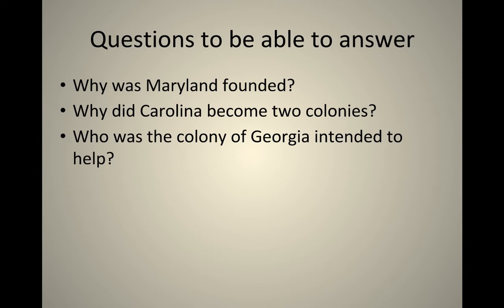Next, who was the colony of Georgia intended to help? So we're just kind of moving our way south, starting with Maryland and the Carolinas, now down to Georgia, and Georgia had a distinct purpose. There was a reason behind starting Georgia that was different than starting other colonies, and you'll be able to tell that from the PowerPoint slides. So it was intending to help someone. And you have to tell me why or who it was intending to help by starting this colony.